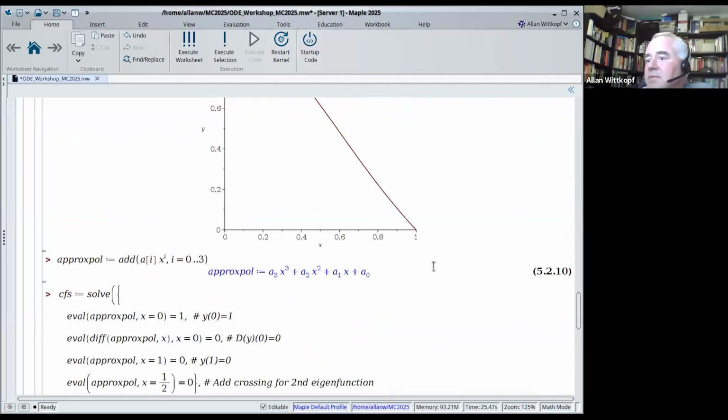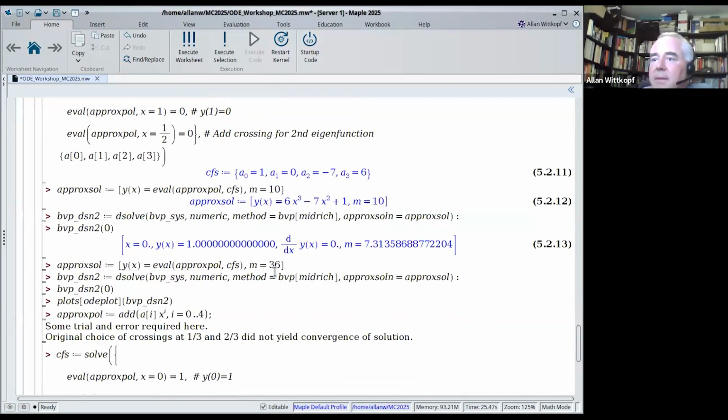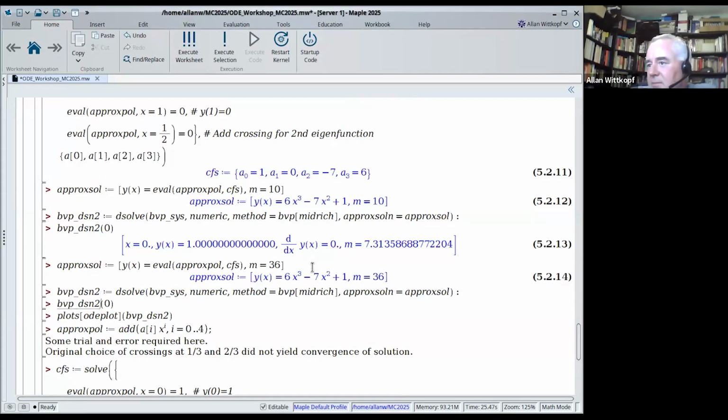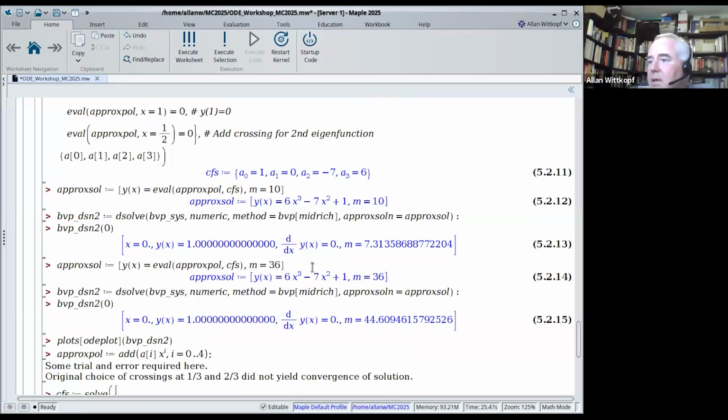So the function itself was not enough of a hint. So let's choose a different initial value for m and the same approximate solution. And now we get the next one. So when you get a duplicated value, you know that it's essentially just found the same eigenfunction and eigenvalue that it did before. So we want a distinct value for m.